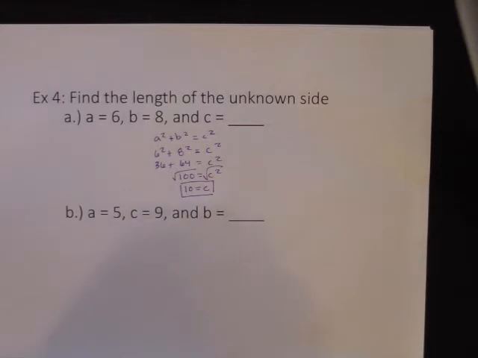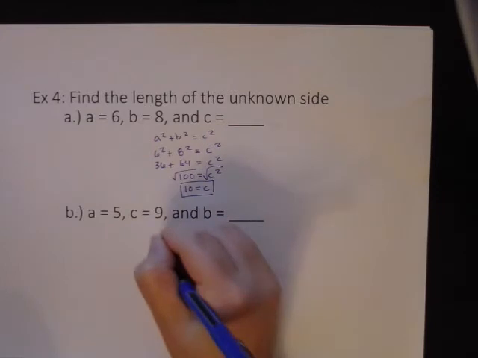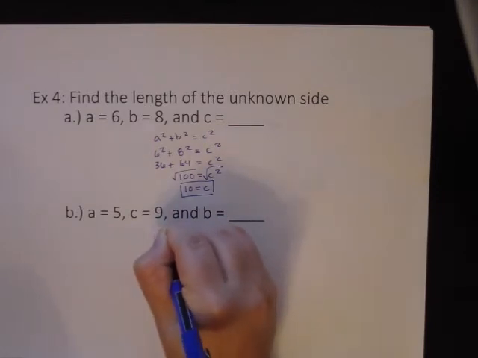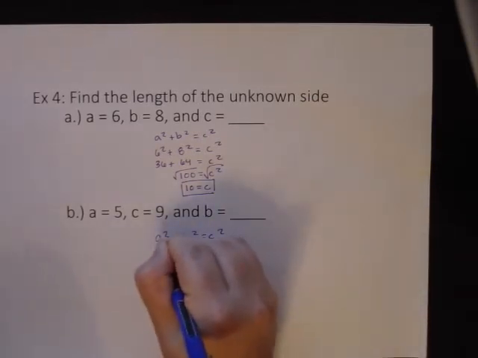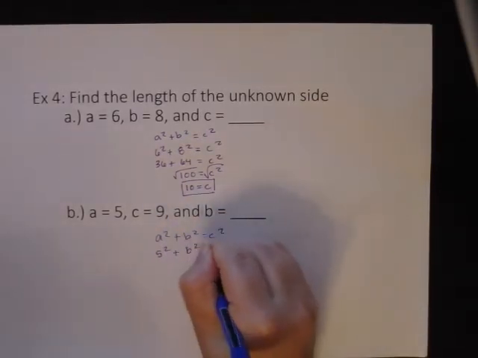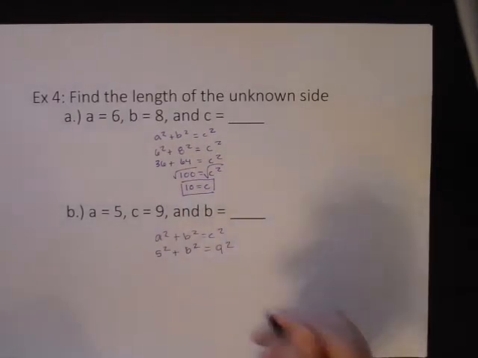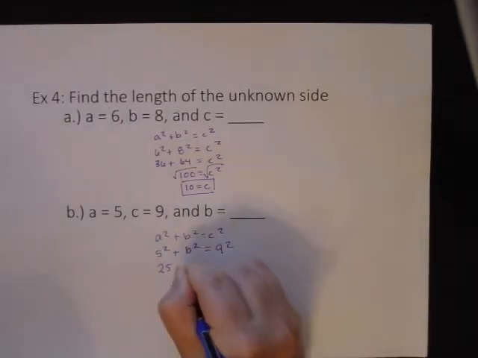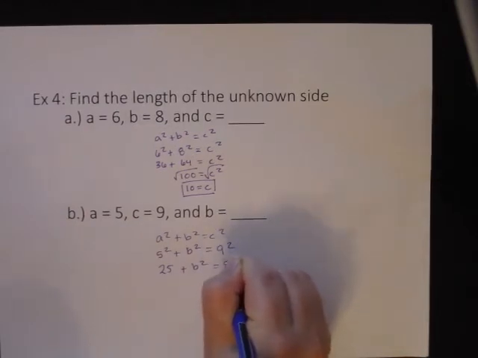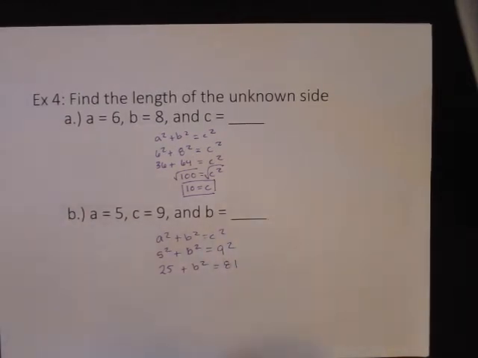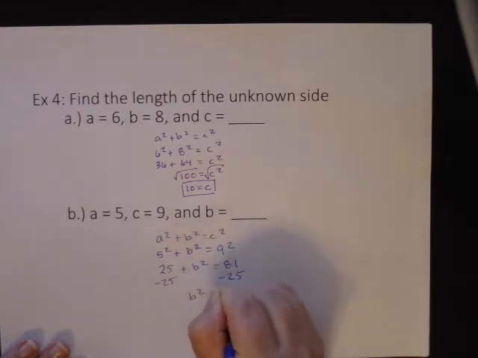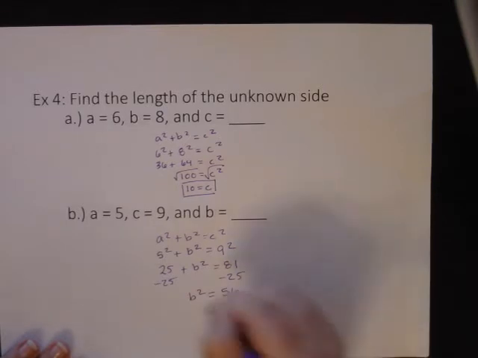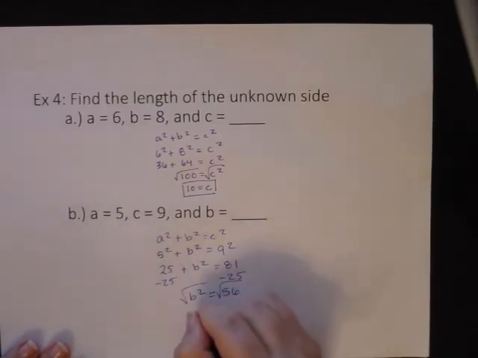Alright? Problem B, I have A equals 5, C equals 9, and B equals blank. First thing I want to do is write my formula for the Pythagorean theorem. So I go A squared plus B squared equals C squared. My A is 5, so 5 squared plus, I don't know my B, B squared equals 9 squared. 5 squared is 25 plus B squared equals 81. Now I just got to solve this, so I'm going to subtract 25 on both sides. So I got B squared equals 56.